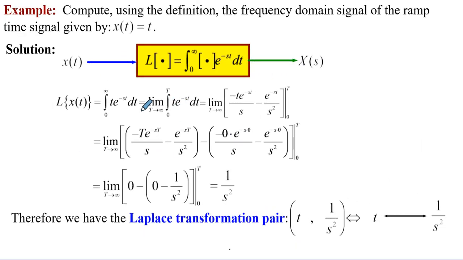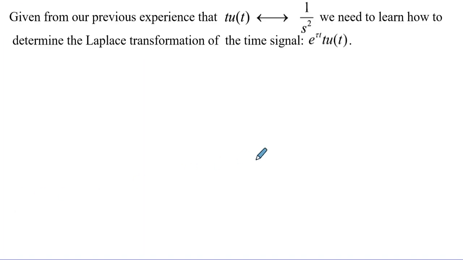We've seen this before. Given a time signal x of t equals t, we computed the Laplace transformation using the definition. We concluded that t transforms to 1 over s squared as its Laplace transform, and in the opposite direction 1 over s squared transforms to a time domain signal, which is x equals t. Now, in this presentation, we are focusing on that problem with some kind of modification of the signal.